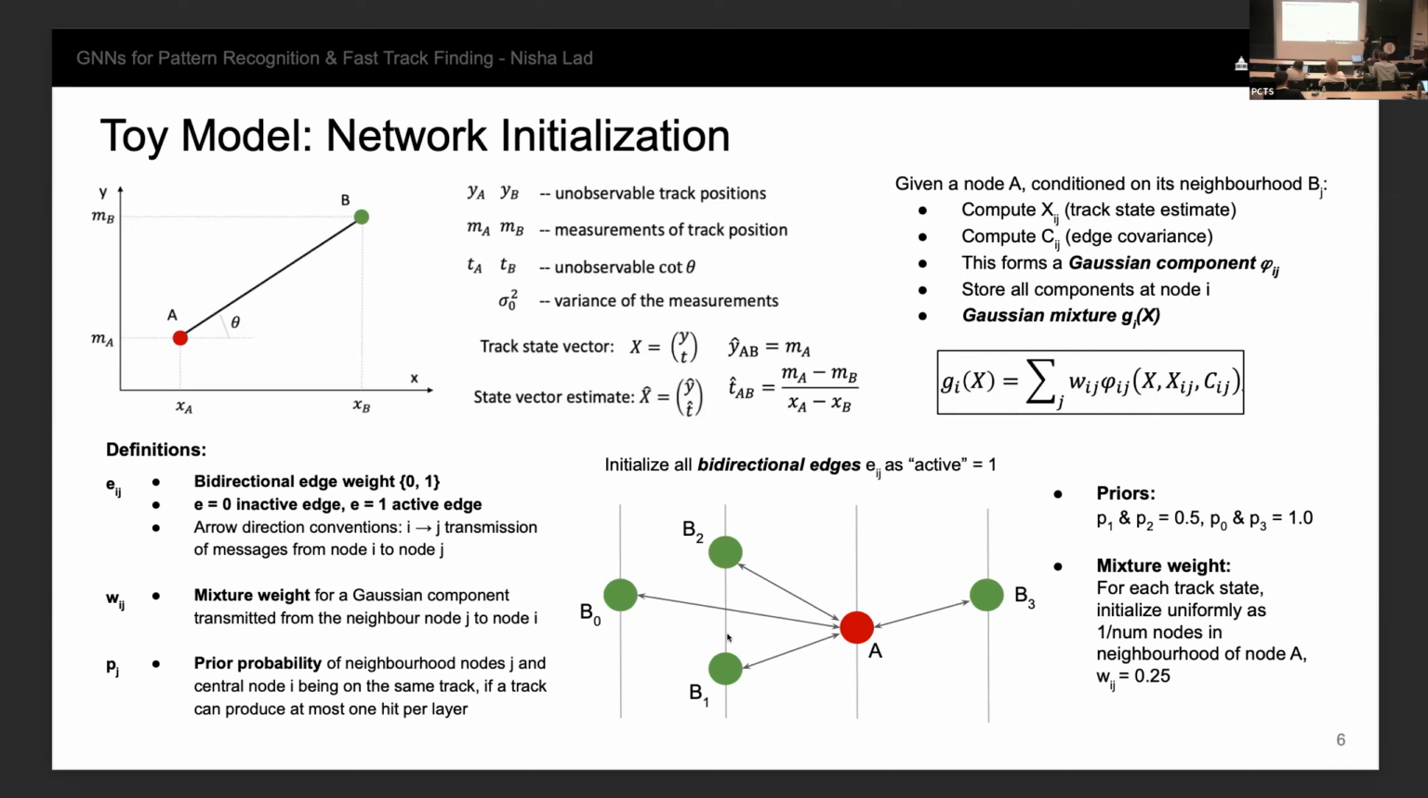So the track state vector X and the covariance C together form a Gaussian component, and then for a given node A and all of its neighborhood connections, we have a Gaussian mixture here. Each connection also has a bidirectional edge weight associated with it, which indicates whether the edge is inactive or active. We also have a mixture weight associated with it, and this is used in later stages that I'll talk about, and also a prior probability, assuming that a track can produce at most one hit per layer.